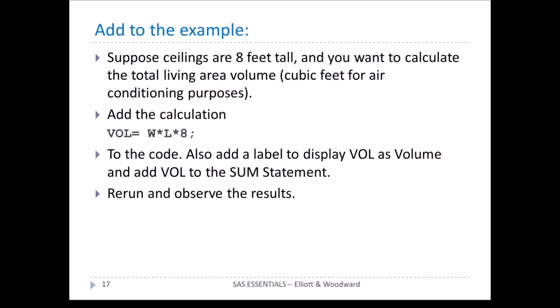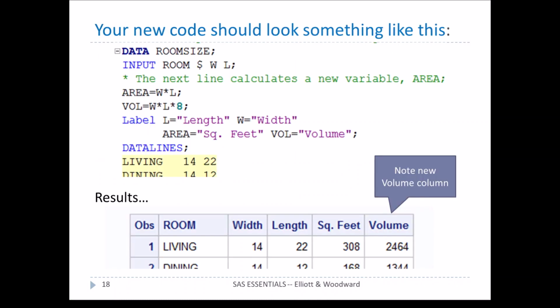Now, let's add one more thing. Suppose the ceilings are 8 foot tall and you want to calculate the total living area. Maybe you need that for air conditioning purposes, for instance. Now we can calculate volume. Volume equals width times 8 feet in the code. So we could add that statement, and now we'd have a new variable called VOL that we could add up or do whatever we want with.